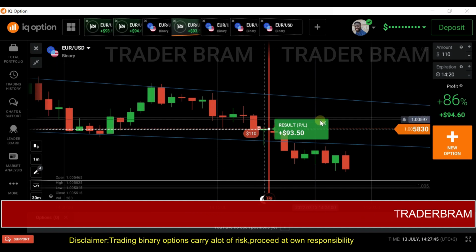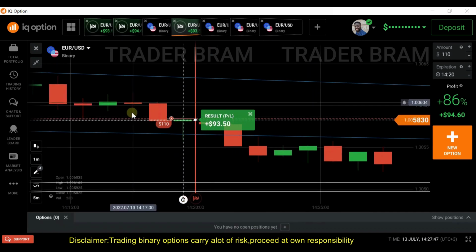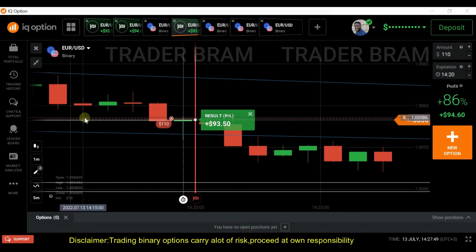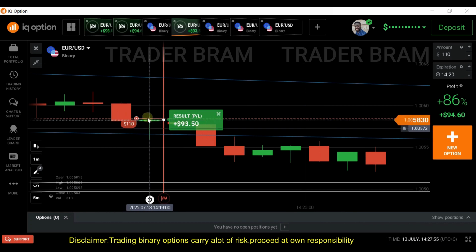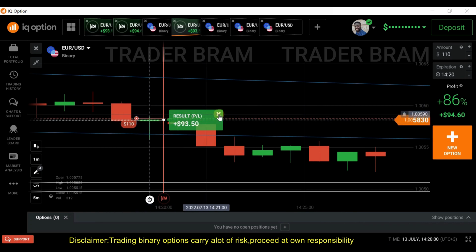On this other trade, I did a put option because of this strong bearish candle closing below this wick. So this shows you that the trend will continue moving more down. So despite us closing as a bullish candle, we won the trade because of our entry point.